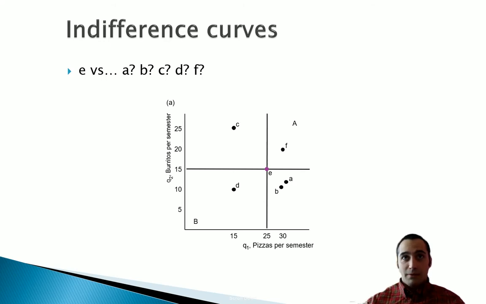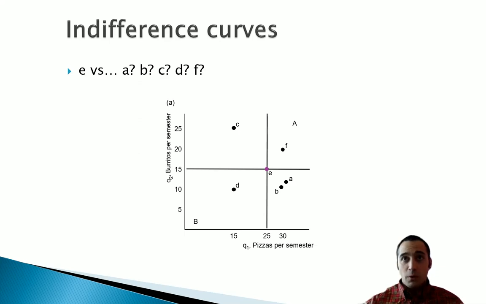The question we might ask is, well, let's say that you're sitting here at point E. Point E is specified by 25 pizzas and 15 burritos. Well, how happy are you at E as opposed to at all of the other points? Take a moment and work them through. How happy are you at E versus A, B, C, D, and F?